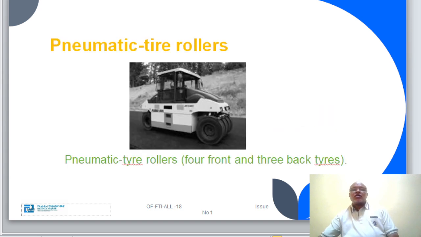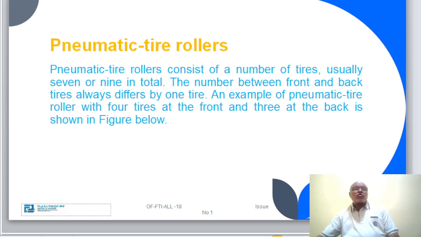Pneumatic tire rollers differ from the steel roller in respect to the way they compact. Compaction with a pneumatic tire roller takes place under a kneading action. The advantage of the pneumatic tire roller is that the contact pressure can easily be changed by changing the tire pressure. Modern pneumatic tire rollers have the ability to change the tire pressure during operation.